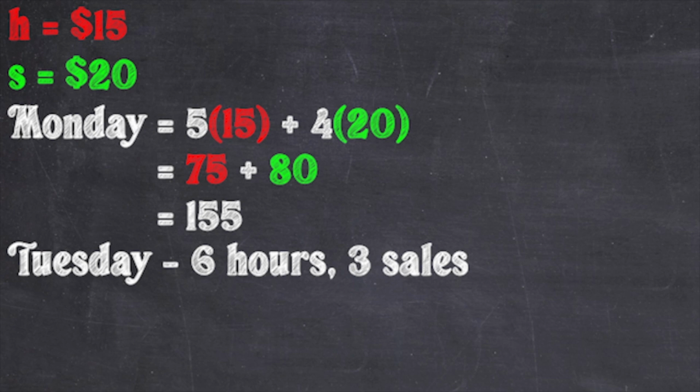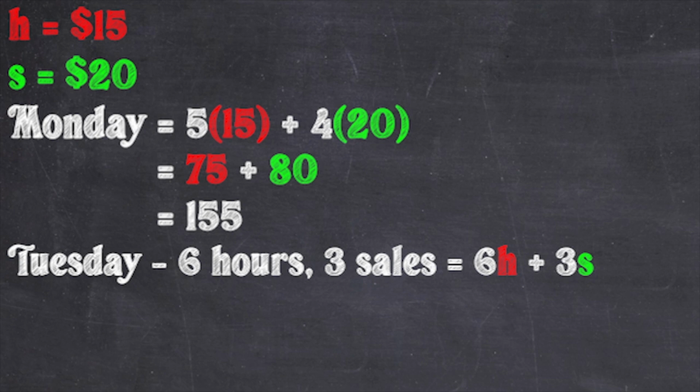Let's try the same with the information we have for Tuesday. Just like the previous part of the problem, we can come up with another algebraic expression to find how much money Joe made on Tuesday. On Tuesday, Joe worked for 6 hours but sold only 3 musical instruments. Pause this video and take a few moments to try this one on your own. Remember to use what we already know. As an algebraic expression, this can be written as 6H plus 3S.